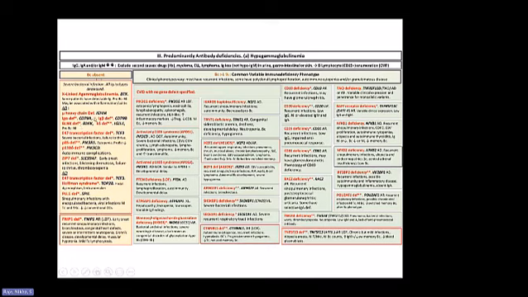So if there is a defect in BLNK, or Ig alpha and Ig beta, which are your signaling molecules in B cells, so a defect in any of these molecules, they have these names CD79A and B, it is a defect in that signaling pathway.